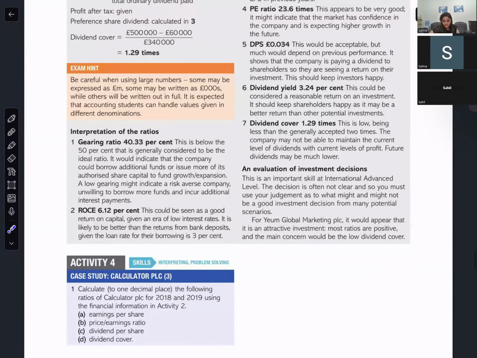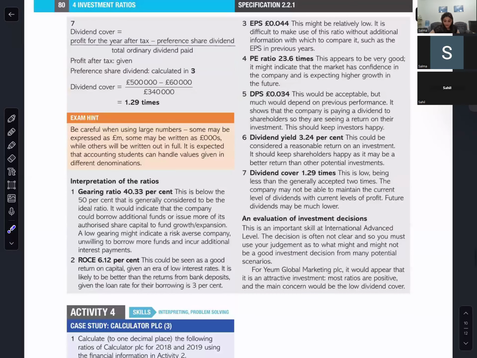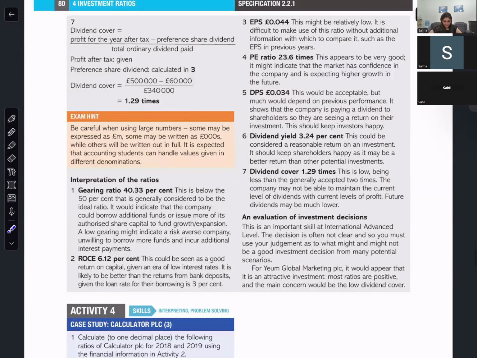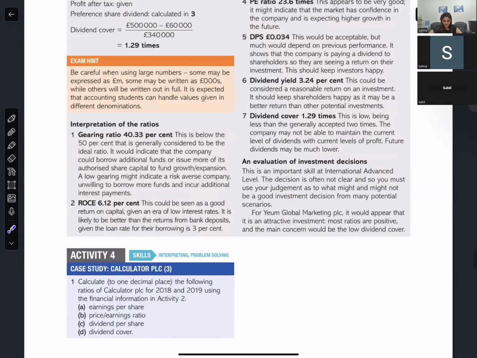Here you cannot give a very clear judgment on the overall performance of the company because I do not have information about the previous year and about the other companies in the market. But ideally, it looks like this is a good company because the return on investment is also there. Capital is not geared too much. Dividend is also 3.24% based on the market price, and the market has confidence in the company. So it looks like an attractive investment.